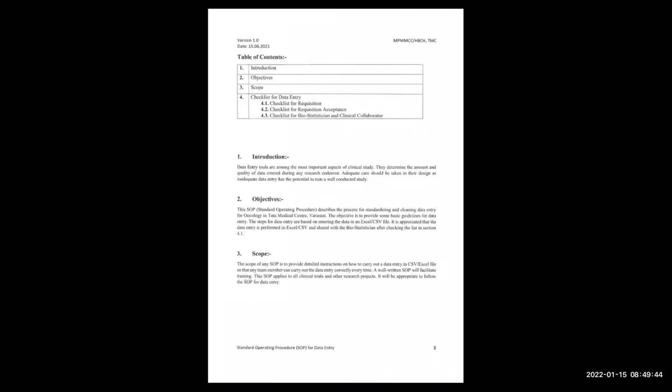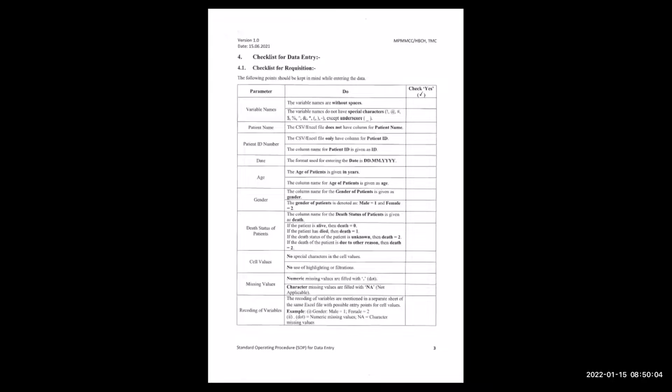So the scope of the SOP is to provide detailed instructions on how to carry out the data entry. And definitely a well-written SOP will facilitate the training. And that's why we prepared this SOP. So now I will go to the next page. But before that, what I was trying to say is that you should have the ID parameters as the first column of an Excel sheet. Unfortunately, I can't show this by sharing the screen, but I was thinking to show how to enter the ID part.